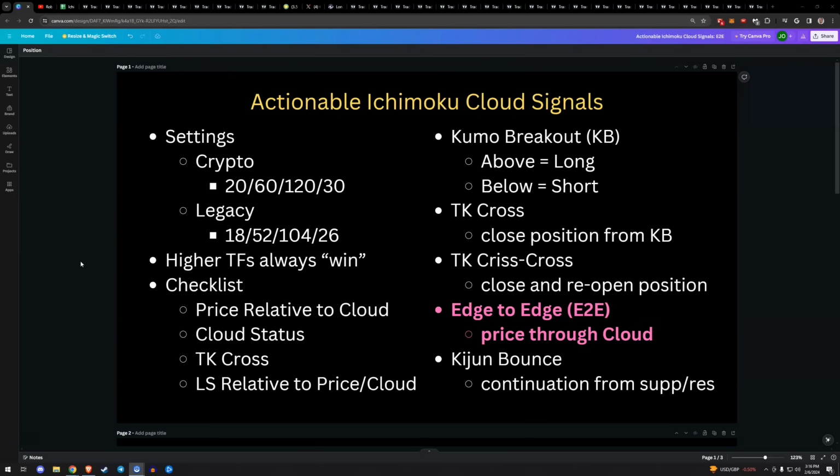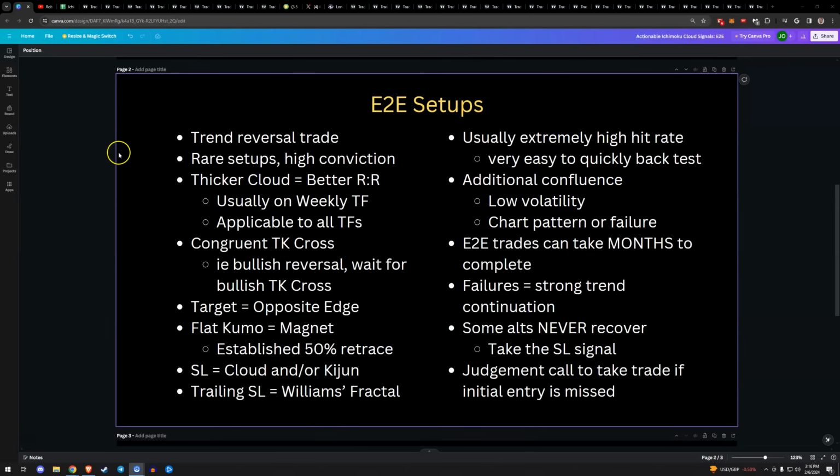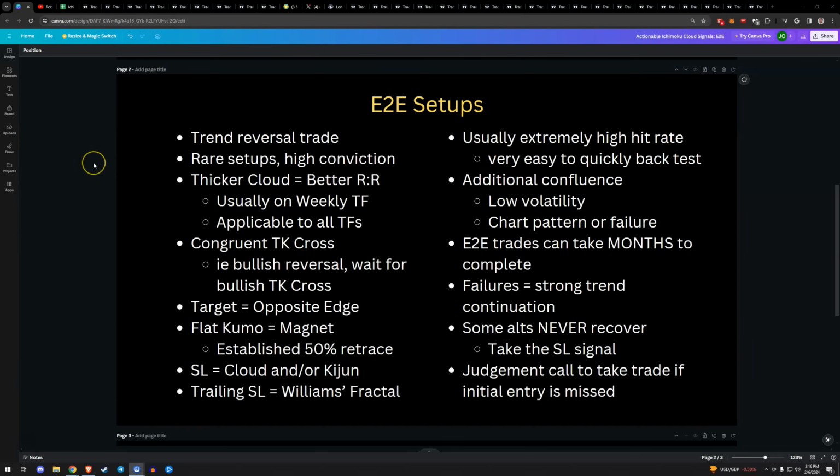We'll talk about that. So what are we looking for in the edge-to-edge setups? Like I said, it's a trend reversal trade. These are rare. These don't happen typically. On the weekly, it's once a cycle. We don't have 500 years of data to do backtesting on this. Eventually, the hit rate on these may decrease. So far, so good. Depending on the alt you're trading, you're not going to have enough data to look at the weekly. You're going to have to look at the daily.